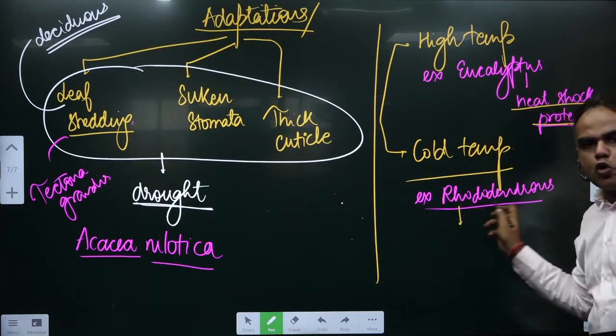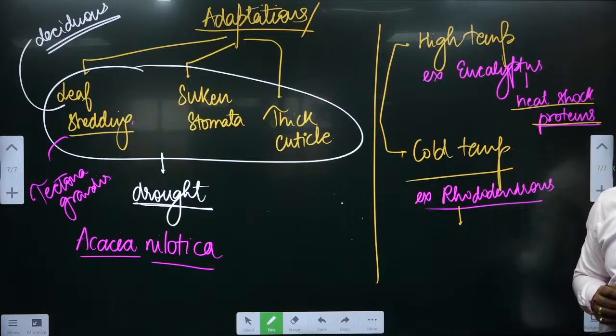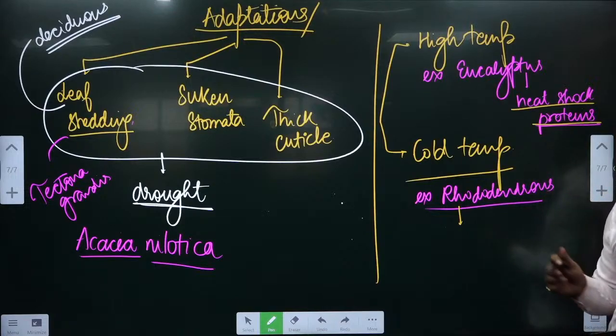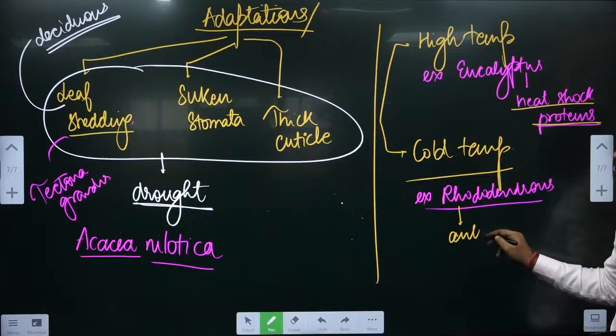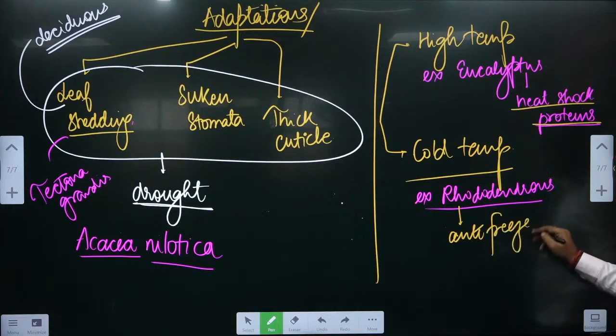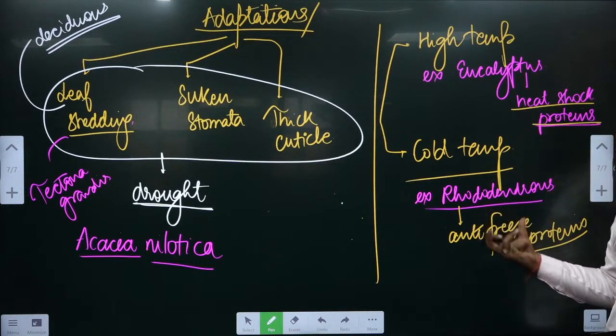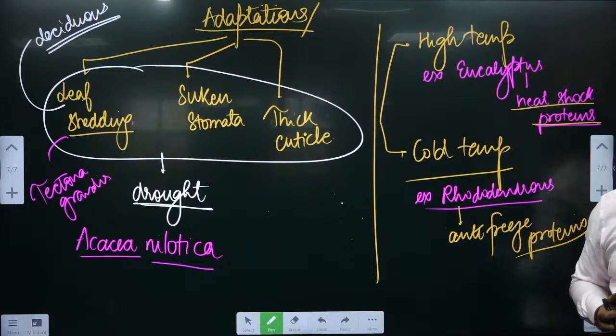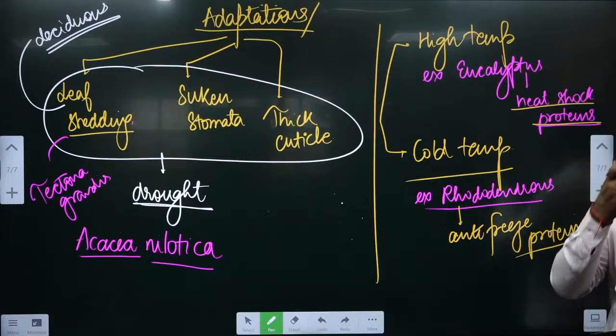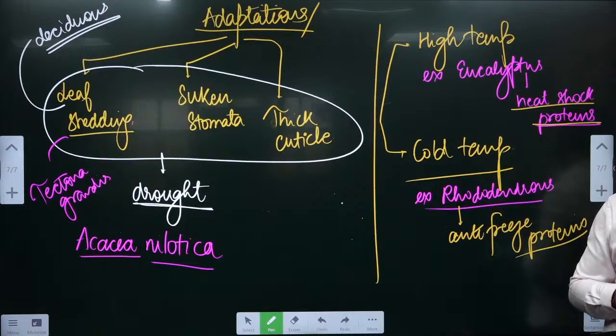And when we say rhododendrons, you can write rhododendrons in the Himalayas produce anti-freeze proteins. That is how they are able to survive in these freezing temperatures.